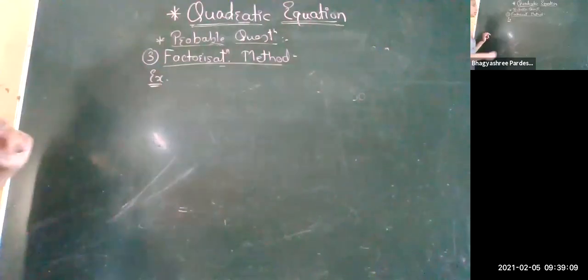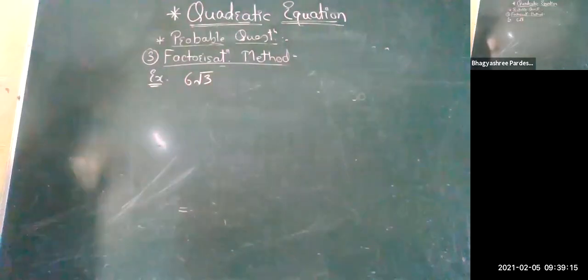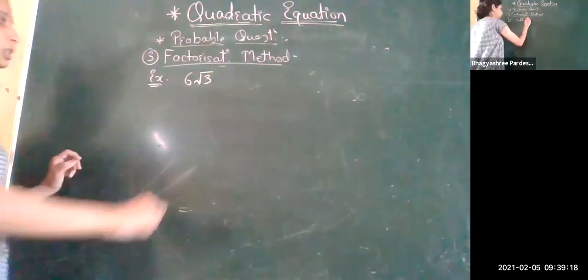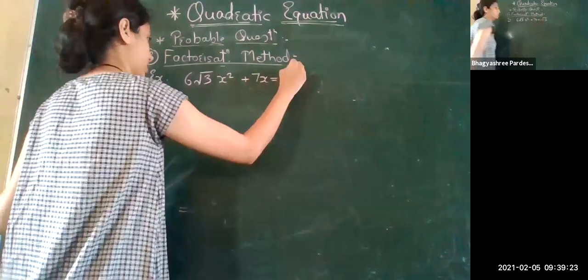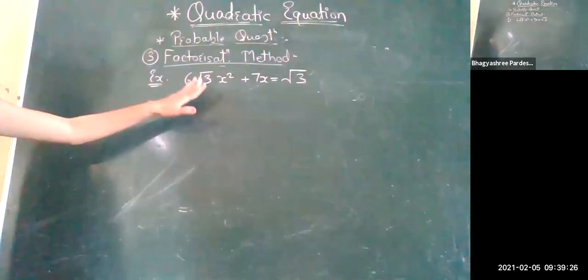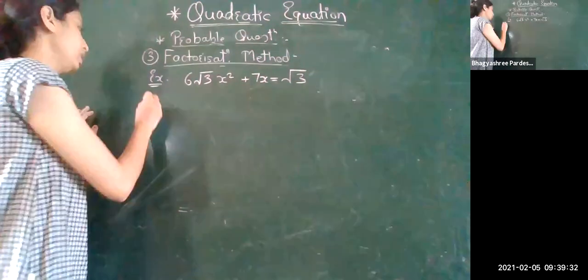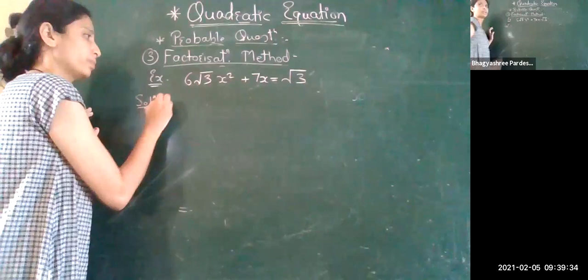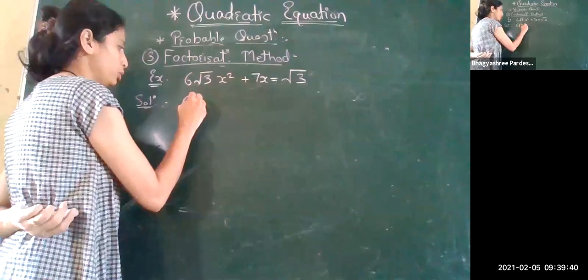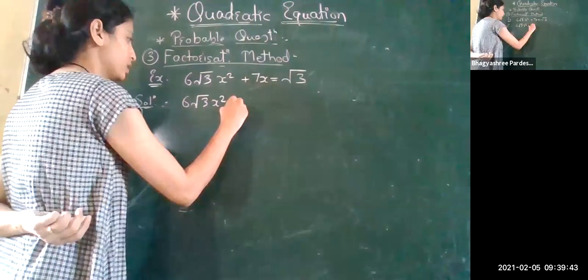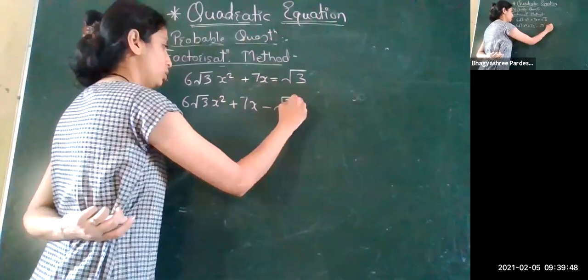Okay, let's see one more simple question here. 6√3 x² plus 7x is equal to √2... Now look here, students, there is √3. So this is a little bit tricky, but if you do it properly, you can solve this with ease. The first thing, this is not in the standard form, so just write this in the standard form. So it is 6√3 x², then the term of x, and finally the constant term. So what is our constant here? √3, so minus √3 is equal to 0.